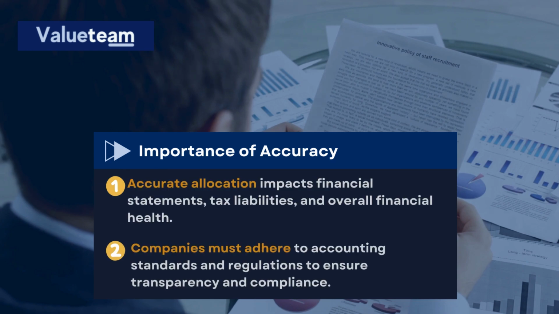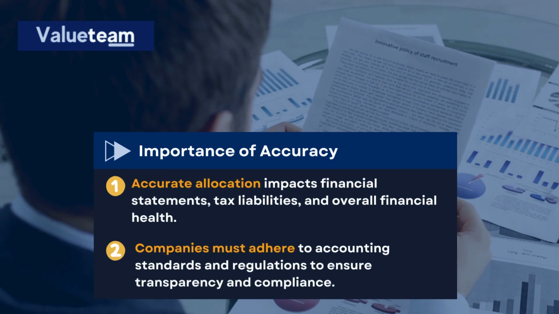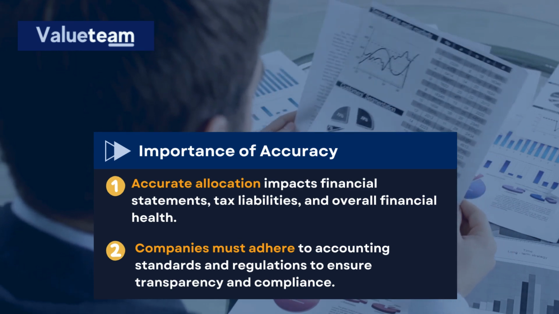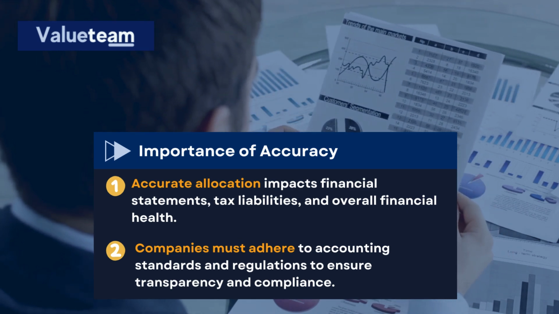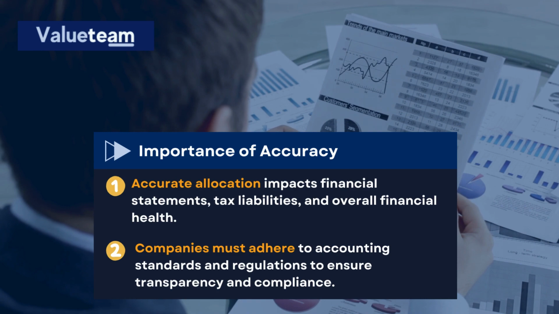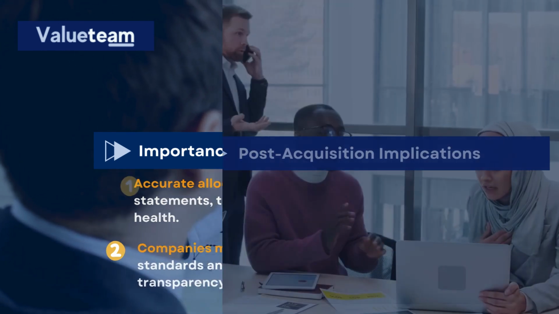Importance of accuracy. Accurate allocation impacts financial statements, tax liabilities, and overall financial health. Companies must adhere to accounting standards and regulations to ensure transparency and compliance.